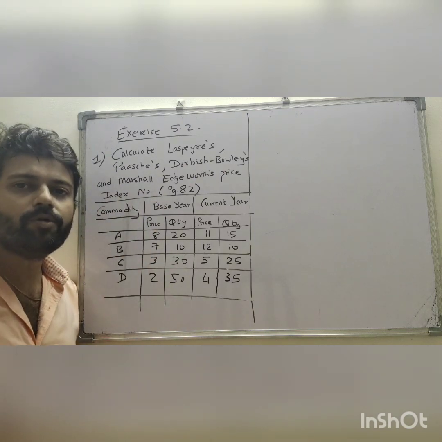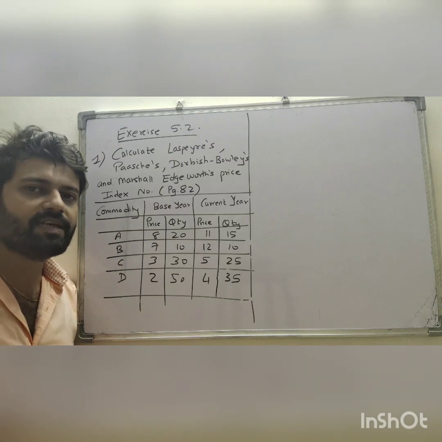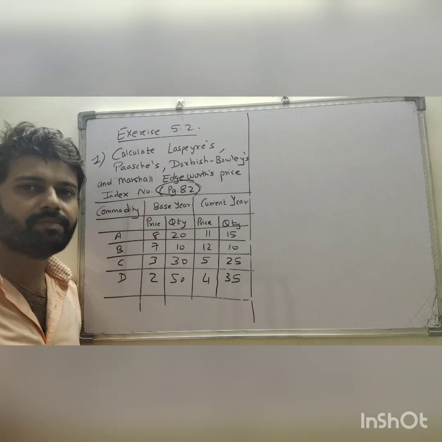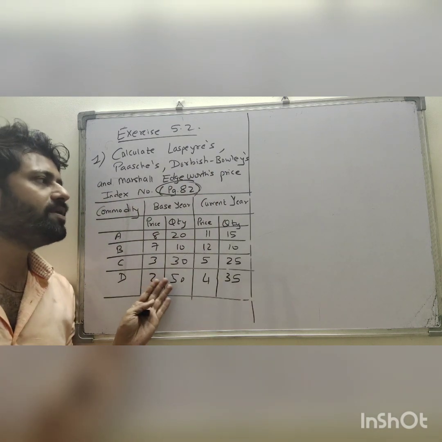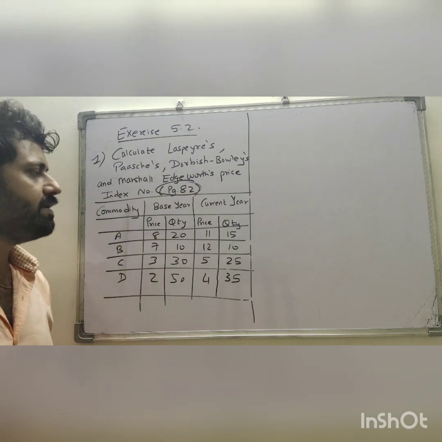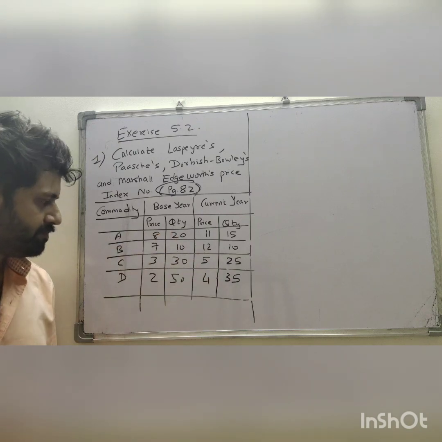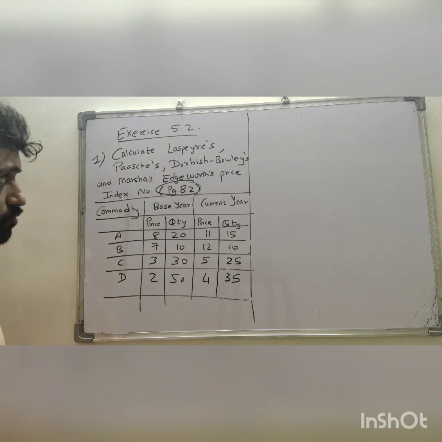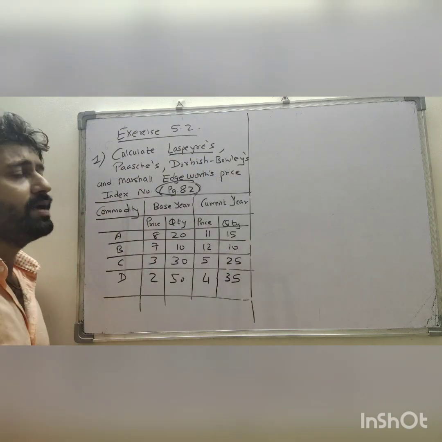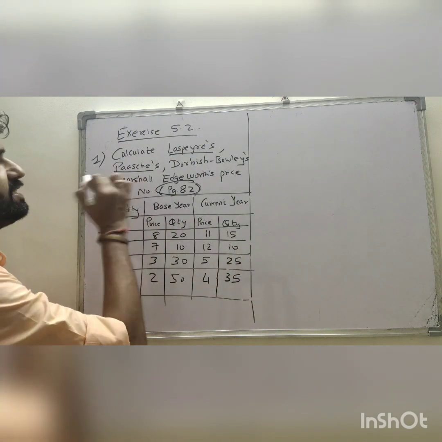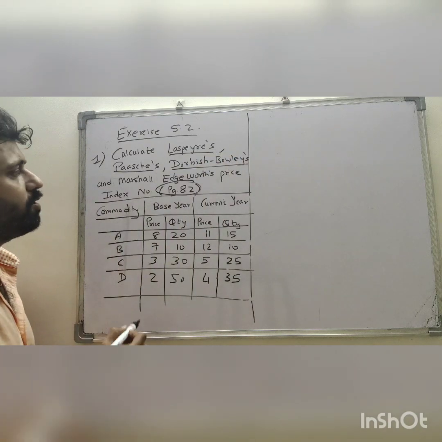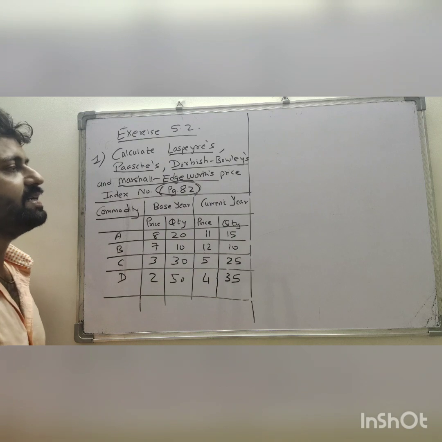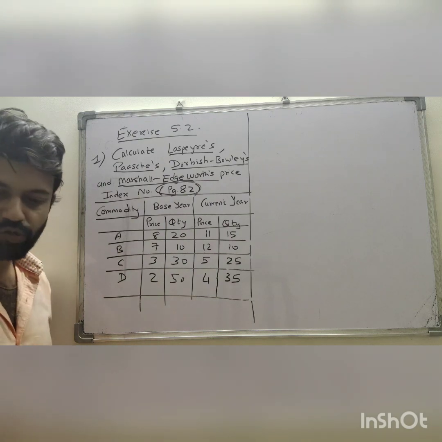Here in front of you, you can see the first sum from exercise 5.2, which you will find on textbook page number 82. This is the information given to us about commodity, base year, current year, price and their quantity. 1, 2, 3, 4, there are 4 commodities. What are they asking us? They are asking us to calculate Laspeyres, Paasche, Drobisch-Bowley and Marshall-Edgeworth price index number.